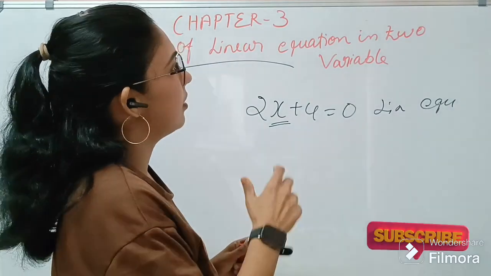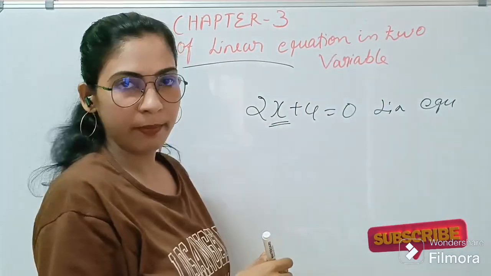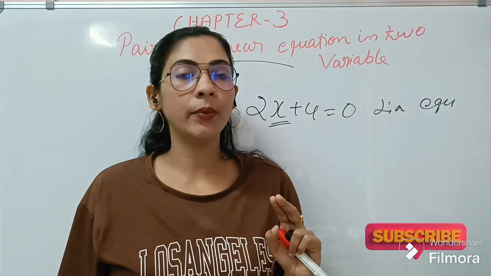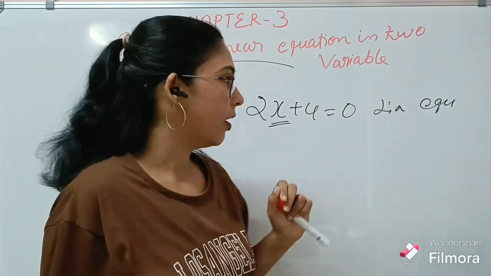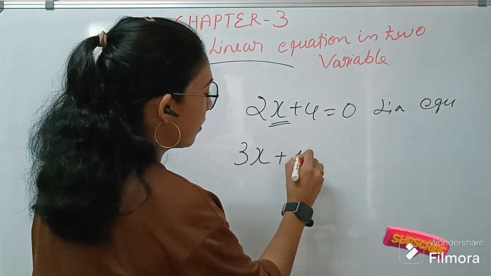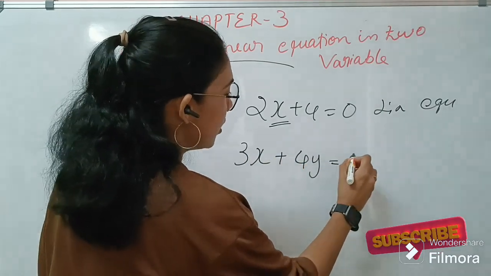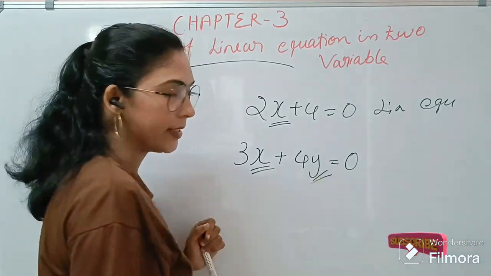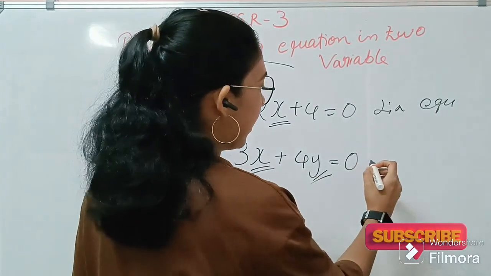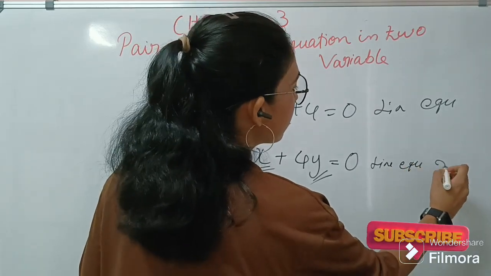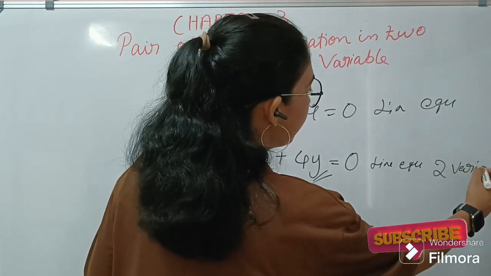And what does an equation in two variables mean? One equation in two variables means there are two variables in the same equation. I will show it. Let 3x plus 4y is equal to 0. There are two variables, x and y. So we can say that this is a linear equation with two variables.